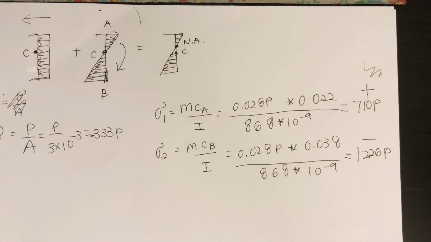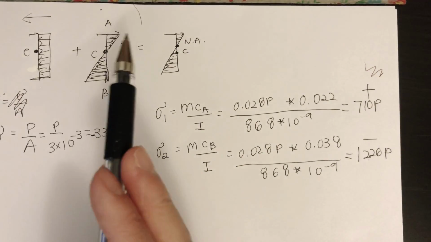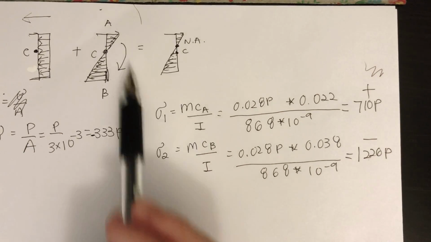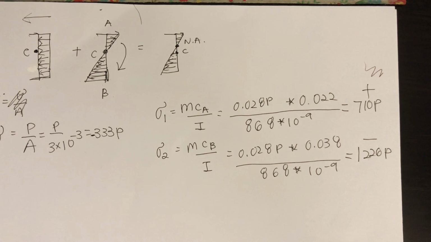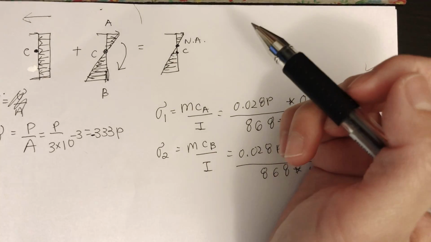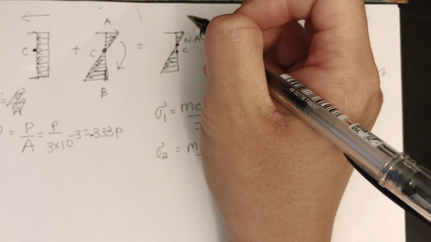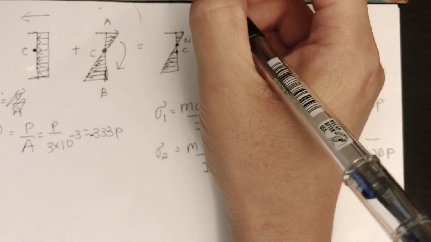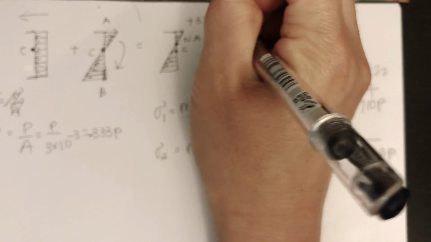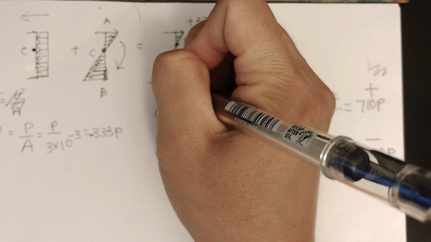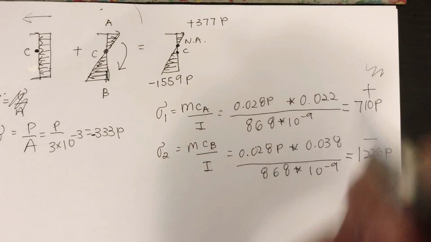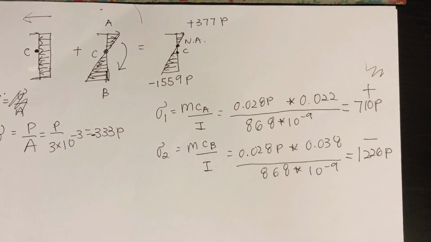Okay. Now let's turn to slide 24. So we're going to add the two. The eccentric load plus the stress from the moment will give you the eccentric loading. So it's just adding both of the numbers. So on slide 24, we get that the top at point A is positive 377 P, and the bottom here is negative 1,559 P.